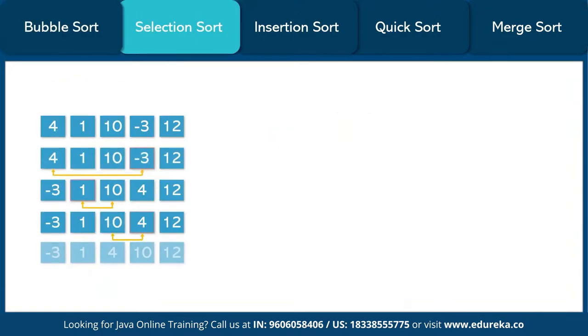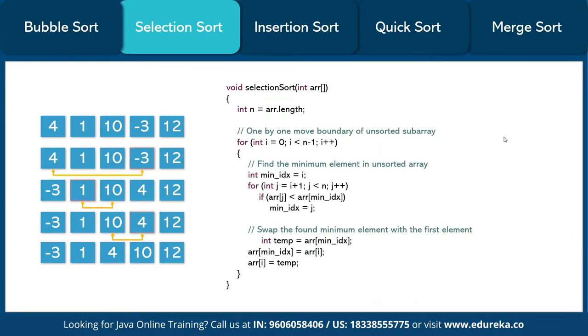Moving on, we have selection sort. In the scenario of selection sort, it sorts an array by repeatedly finding the minimum element from the unsorted part and putting it at the beginning. The algorithm maintains two subarrays in a given array: the subarray which is already sorted, and the remaining array which is unsorted. That is how my selection sort algorithm is going to work.